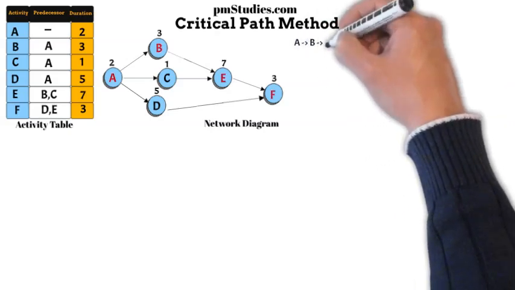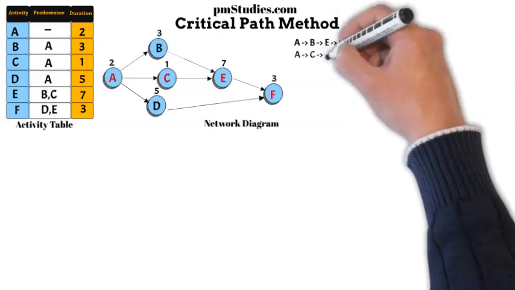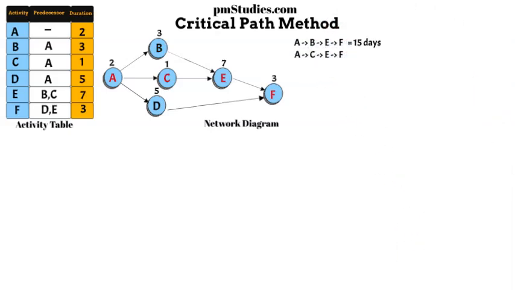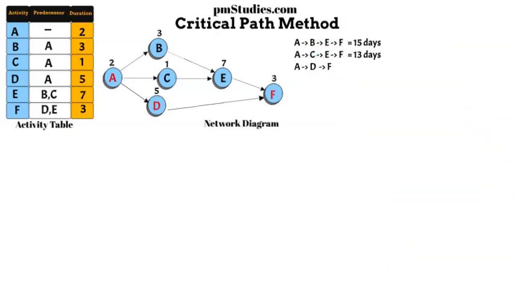Nodes A, B, E and F make up the first path. The total duration for this path is 15 days. Nodes A, C, E and F make up the second path. The total duration for this path is 13 days. Nodes A, D and F make up the third path. The total duration for this path is 10 days.